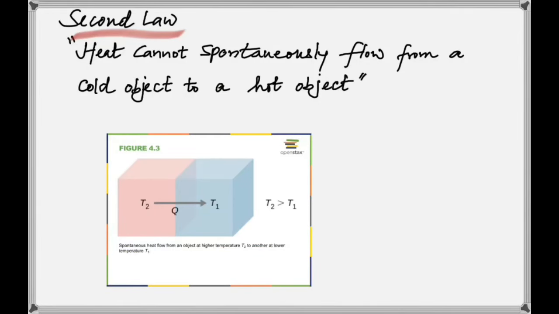Now, according to the second law of thermodynamics, heat cannot spontaneously flow from a cold object to a hot object, which means if you put a hot object and a cold object in contact with each other, heat is going to flow from the hot to the cold object spontaneously or naturally. If you want to transfer heat from a cold object to a hot object, we have to do work.